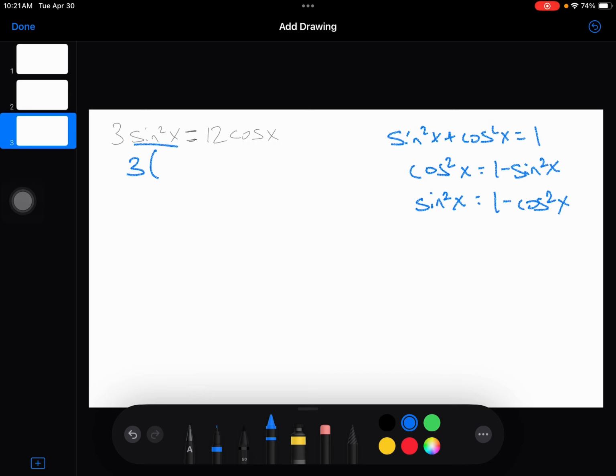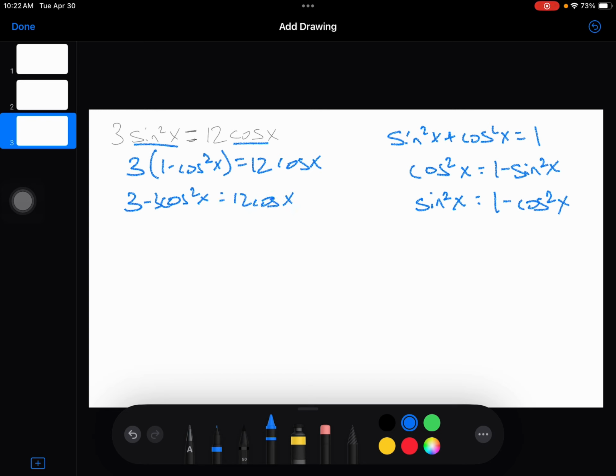So what you might notice is that this is the Pythagorean identity. And since we've got cosine on that side, what we're going to do is try to get cosine on both sides. And so since sine squared x is equal to 1 minus cosine squared x, we're just going to substitute there, and that's still equal to 12 cosine x. And we're going to distribute. We'll get 3 minus 3 cosine squared x is equal to 12 cosine x.